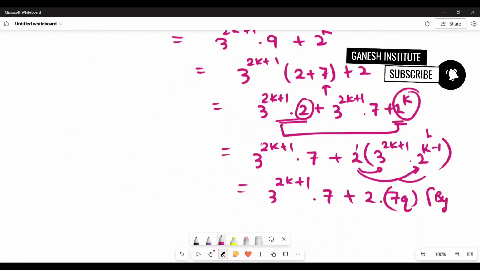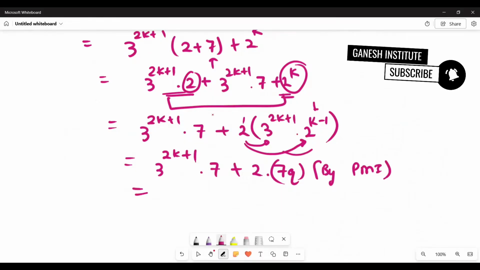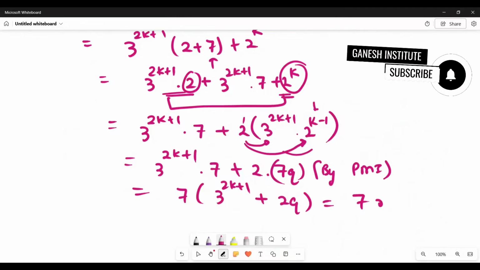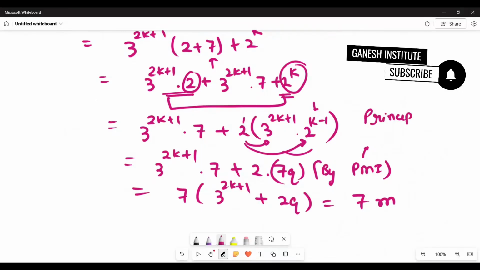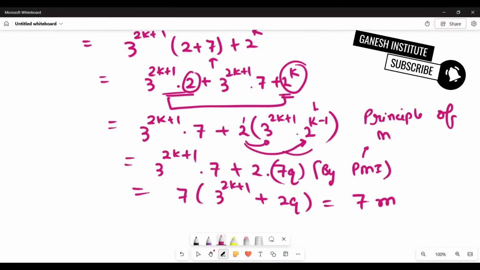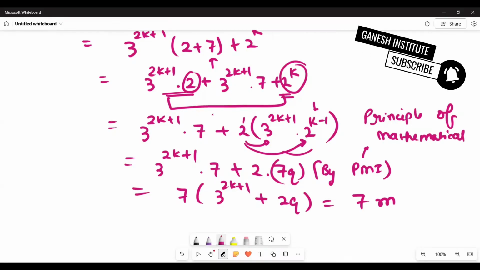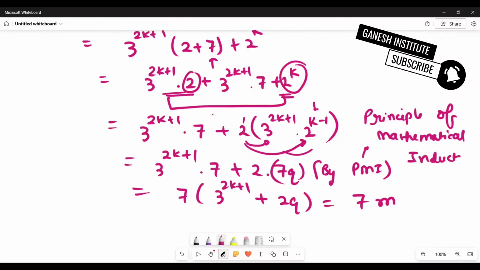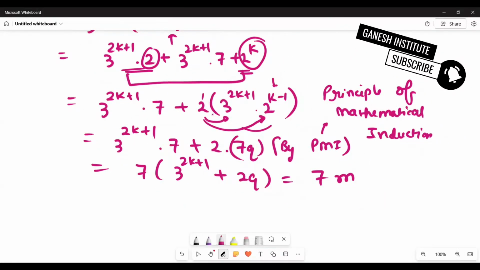By PMI. So you can take out 7 as common. Wait, what's PMI? Principle of mathematical induction. Okay. So we are trying to induce something by observation or by putting in the values, and to see whether we can make a general formula out of it.